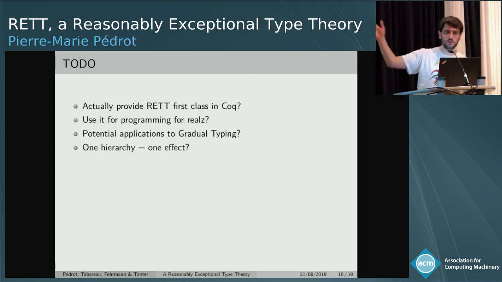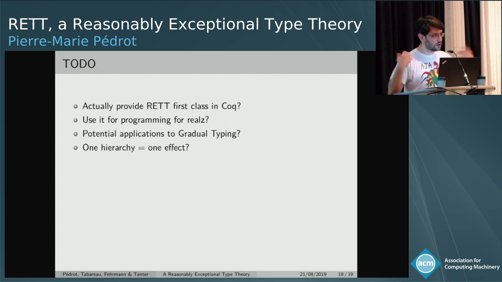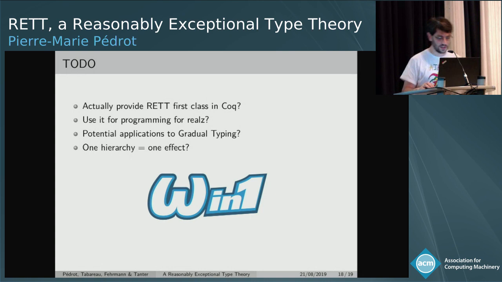And more generally, all the work we've been doing so far with a lot of different effects could go in CIC by saying that for every single effect, you could create a fresh new hierarchy and define their potential interactions with the different effects. So it's a kind of dependently typed type and effect system where the effect is tracked by the hierarchy you're living in. So this is the omega in one type theory.